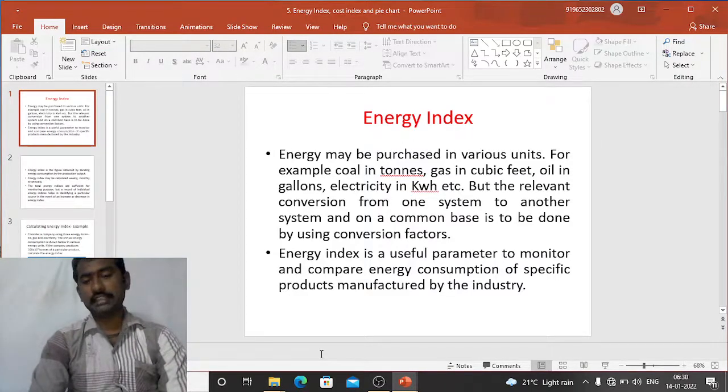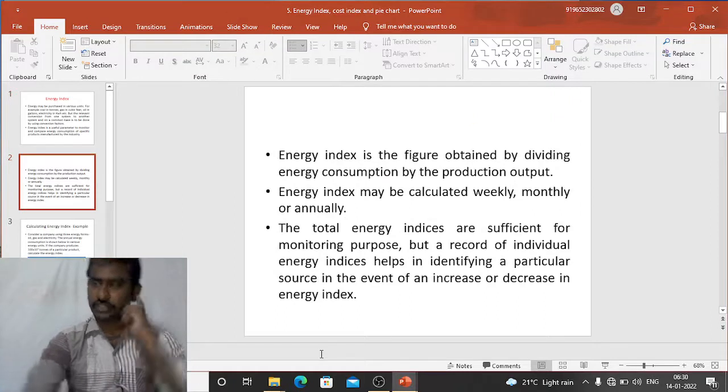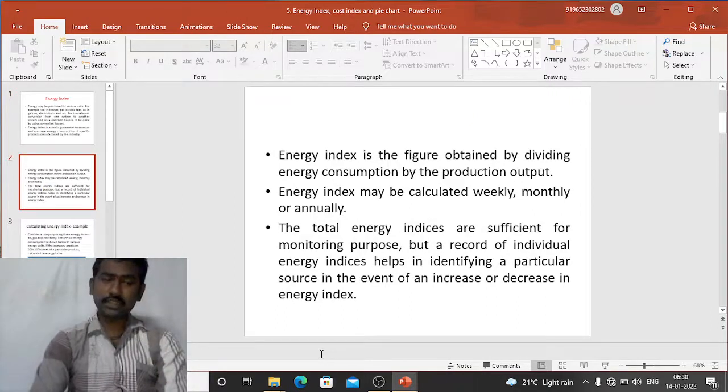The energy index is the index which gives how much energy we consumed overall. It is the figure obtained by dividing the energy consumption by the production output. The energy index may be calculated weekly, monthly or annually, based upon our wish.